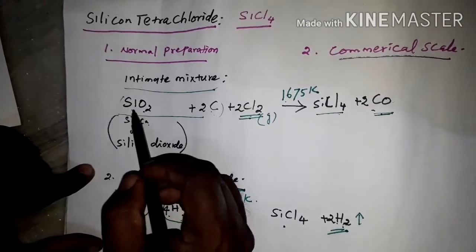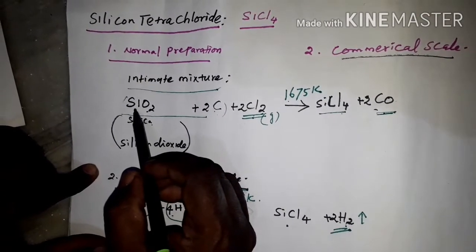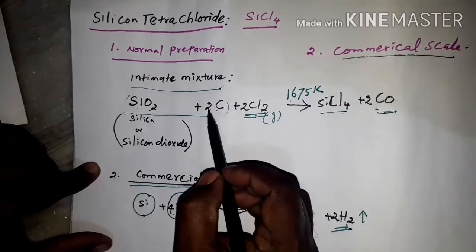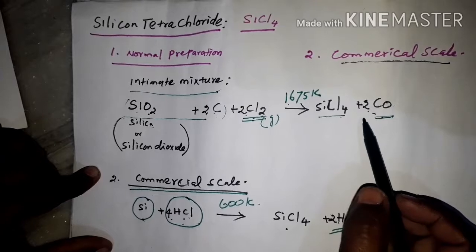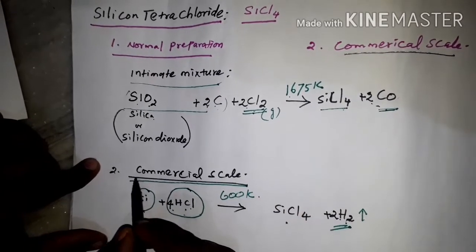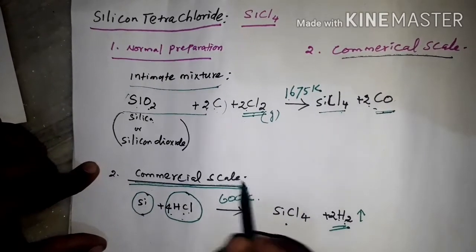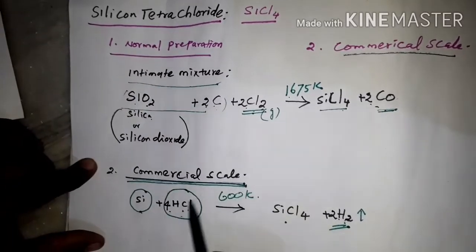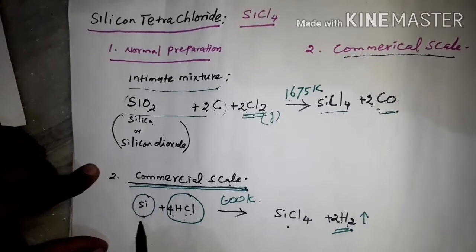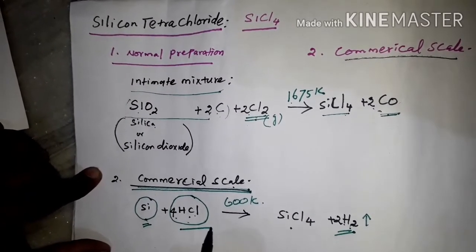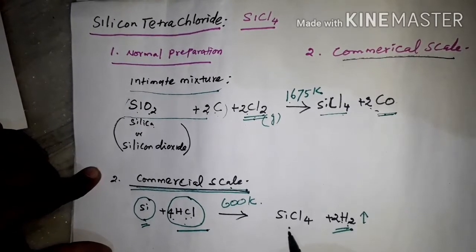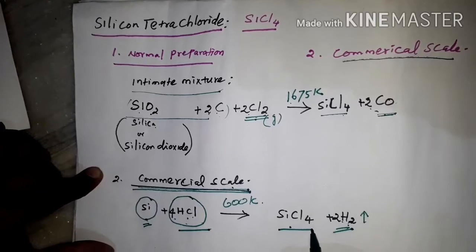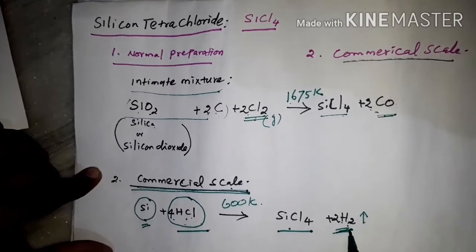Now the balanced equation. We are getting here 1, here 2, here also 2, here also 2. Check the equation. Okay. Then commercial scale. The second method of preparation of silicon tetrachloride is commercial scale. Here we are taking silicon, then hydrogen chloride gas. So we are getting the products silicon tetrachloride and hydrogen gas.